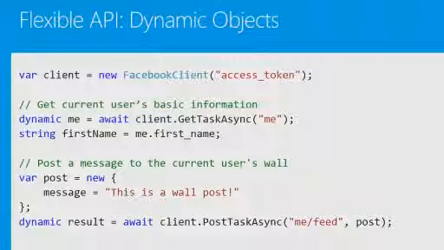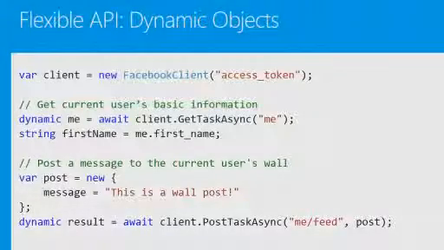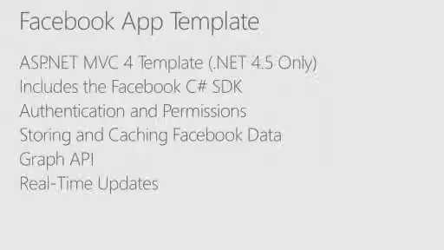So here, he's doing an await, and see how he's pulling out the information from that into a dynamic called me. Then he can go and grab me.firstname, me.lastname. So as Facebook changes their JSON or adds new information, you can get a hold of that without having to have strongly typed objects, some contract that's specified. Exactly.